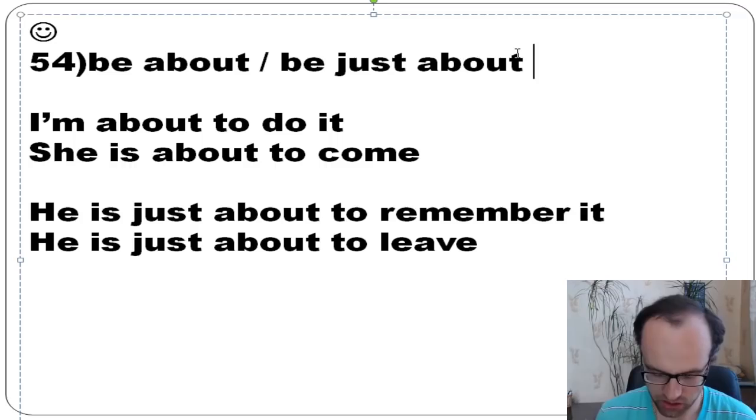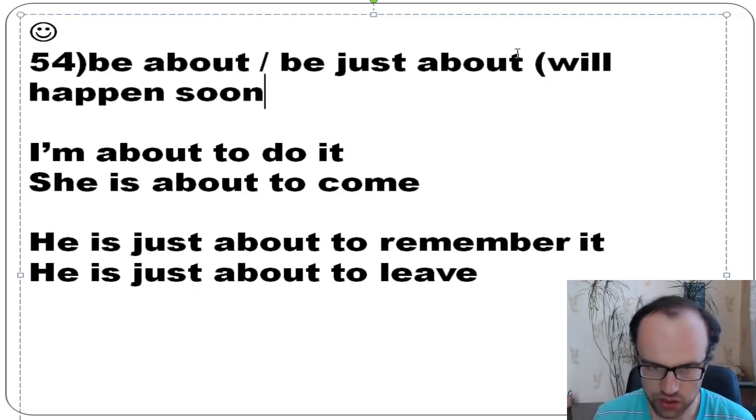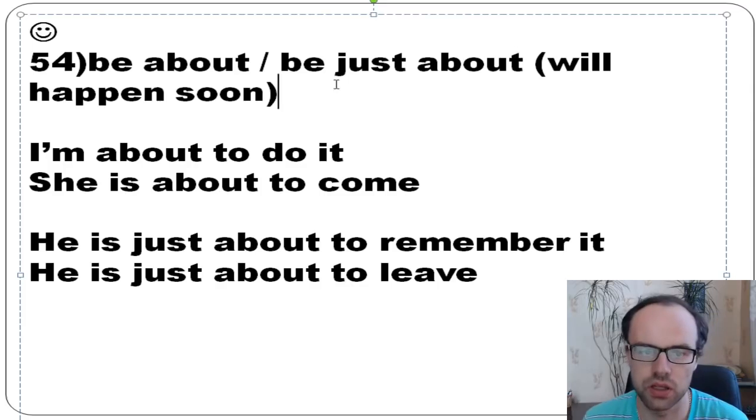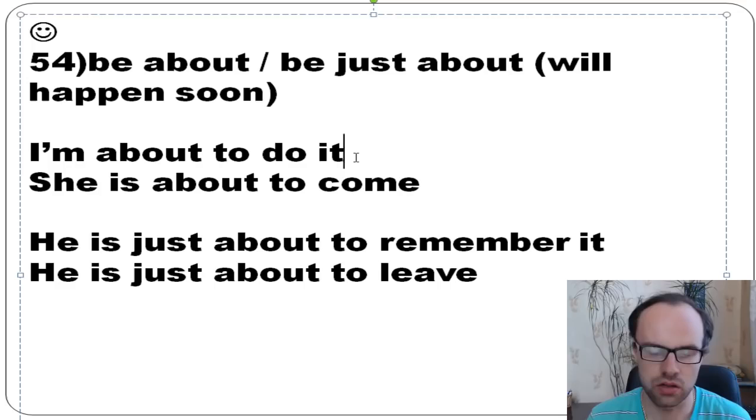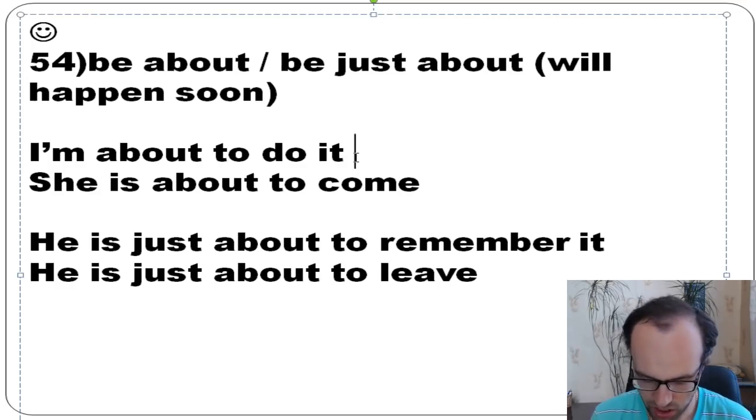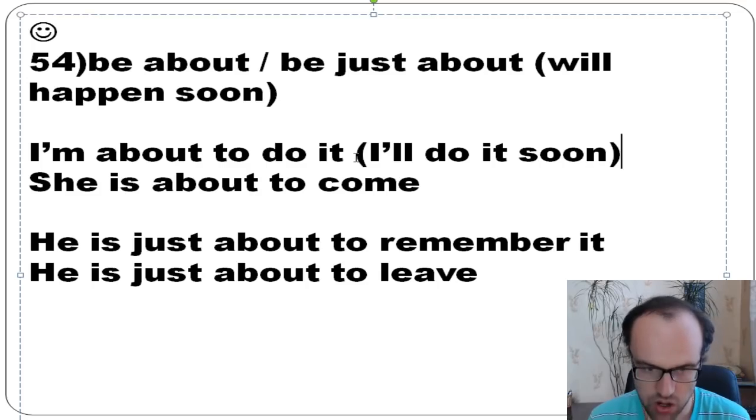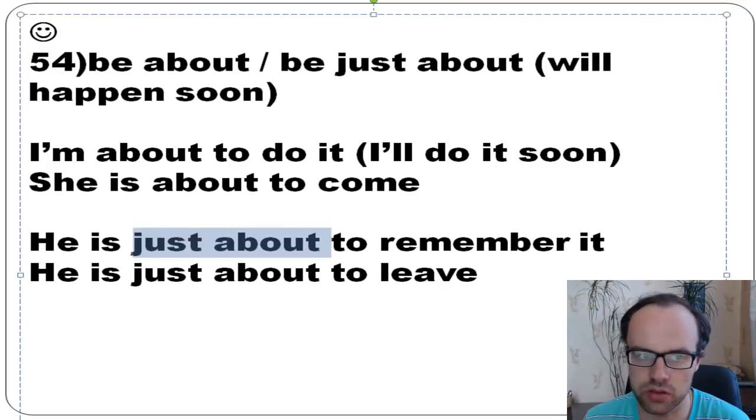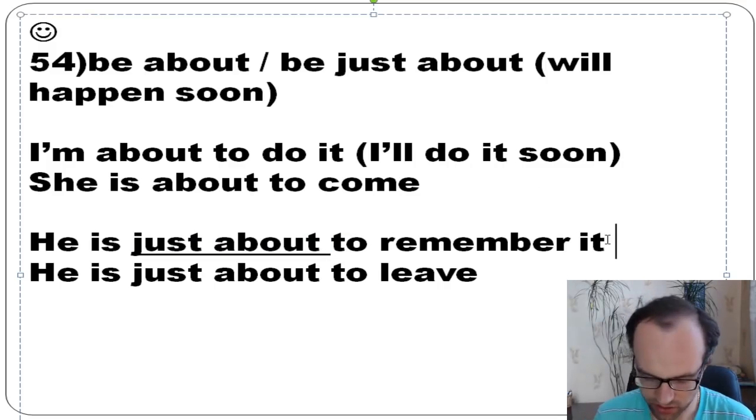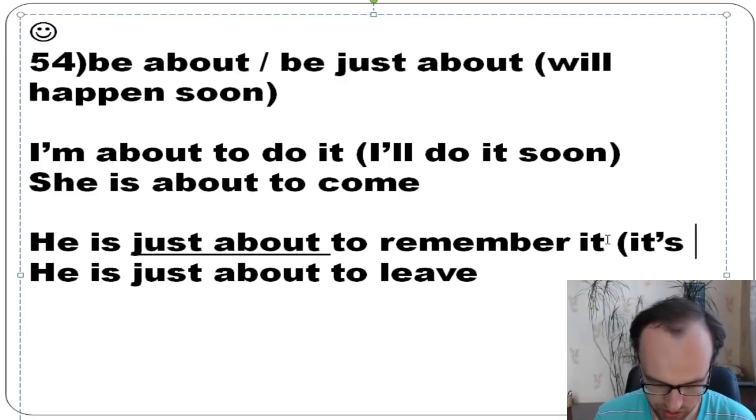So it means that you will do it soon. It will happen soon, okay? Look, I'm about to do it. It means that I'll do it soon, okay? Or she's about to come. It means that she'll come soon. Or you can say just about, so it's even sooner.